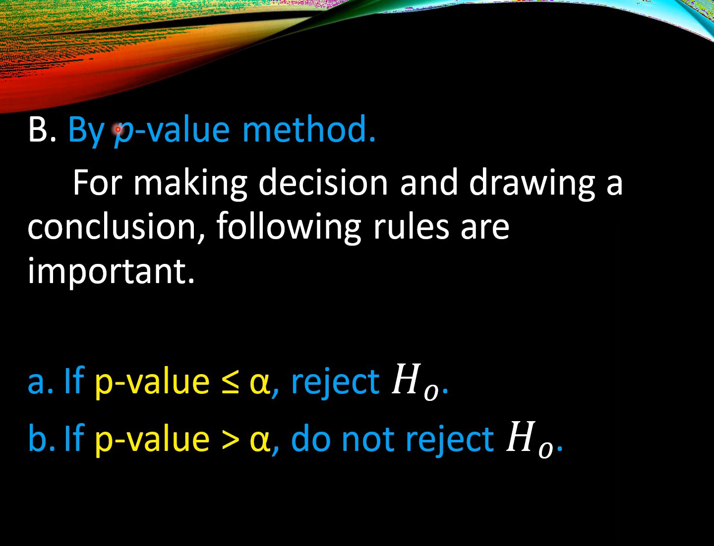Now, let's proceed with the p-value method. For making decision and drawing a conclusion, following rules are important. So, if p-value is less than or equal to alpha, reject the null hypothesis. If p-value is greater than alpha, do not reject the null hypothesis. So, we're going to accept the null hypothesis. So, yan yung tatandaan using the p-value method.